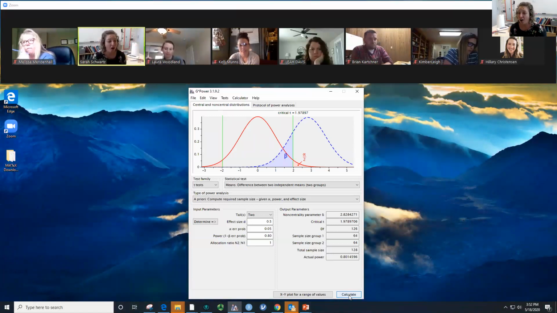No. So part of your power analysis justification section in your proposal is something like, in G-Power, a 2-sample t-test for independent groups, to achieve 80% power at a 0.05 significance level, we need a combined sample size of 128, assuming equal group size and an effect size of 0.5, Cohen's D equals 0.5.